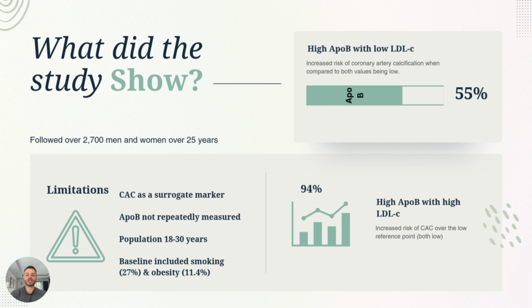What it did show is that those with a high ApoB and with a low LDL cholesterol, there was a 55% chance that they would go on to have a coronary artery calcification. So what does that mean? When you have calcium within your arteries, especially around the heart, it shows advanced heart disease at that one particular part. So this is why we use a coronary artery calcification score, which is known as a CAC. In those who had high levels of ApoB but low to normal LDL cholesterol, they still had a 55% increased risk of having some calcification when they were then reassessed 25 years down the line.